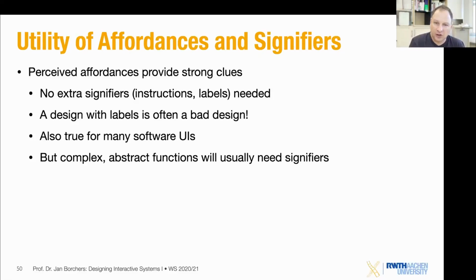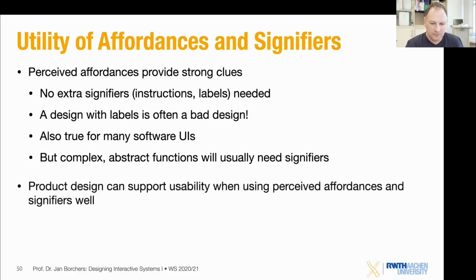In software user interfaces, that's often also true, but many more complex, more abstract functions in modern software UIs will usually need signifiers. What I mean by this is, it's hard to sculpt a device in a shape so that it suggests that you need to push here in order to format your text in Hebrew with right side indentation and alignment, right? That's a complex function that is not easily cast into an affordance. So typically we find signifiers used a lot in software user interfaces. And that's why they are really important for us when we design software interfaces. In general, product design can support usability when you use perceived affordances and signifiers in a good way.